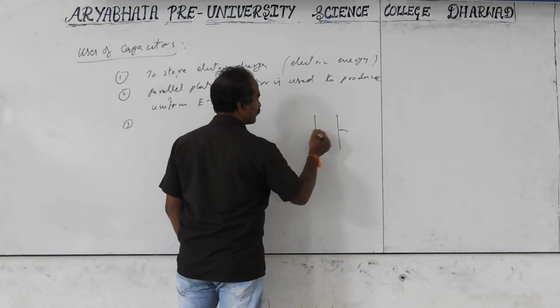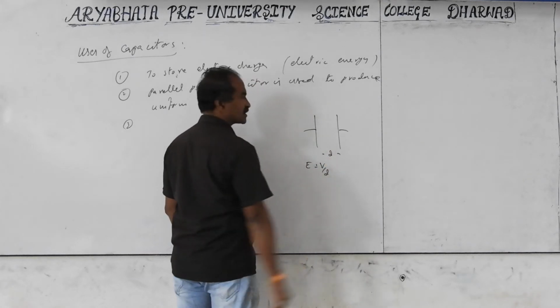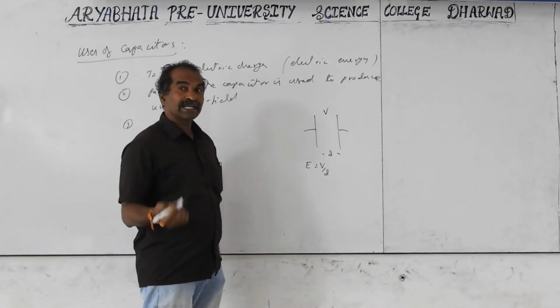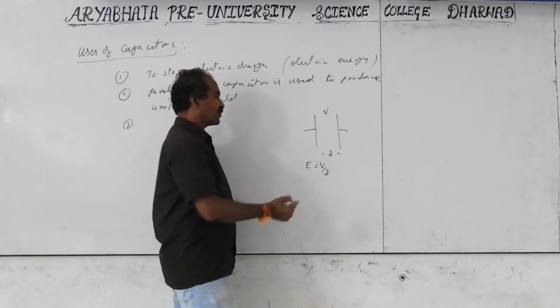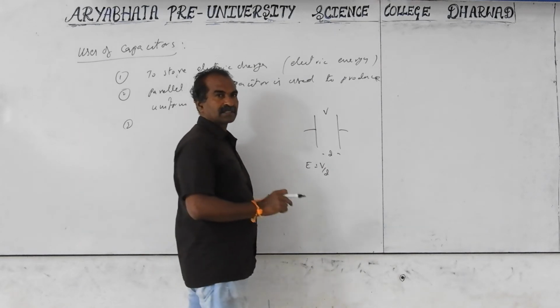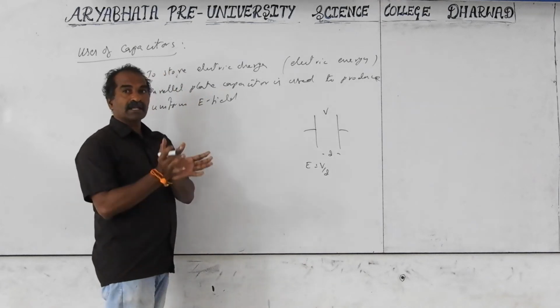What is the formula we have for that? E equals V by d, where V is the potential difference between the two plates of the parallel plate capacitor and d is the separation. If d is less, the electric field will automatically be high. So for a given potential, if you want to increase the electric field, you have to decrease the separation between the two plates of the capacitor. So to produce strong electric fields in small regions, we use capacitors.